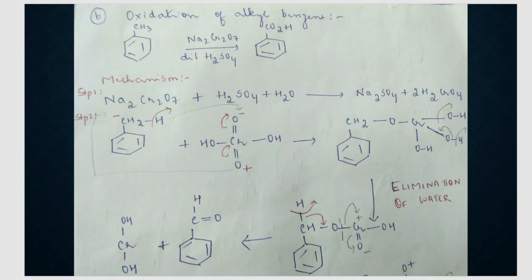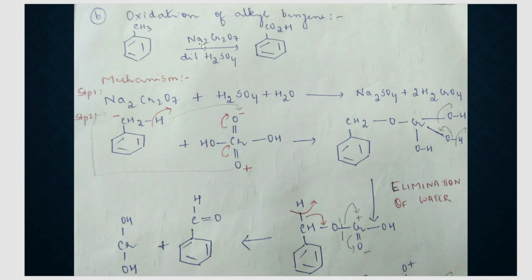Okay, so the next application of sodium dichromate is the oxidation of alkyl benzene. What is an alkyl benzene? An alkyl group will be attached onto benzene. What is its name? Tell me. It's methyl benzene. A methyl CH3 group is attached onto benzene. Such a compound is called an alkyl benzene. Now it's a methyl benzene. If it had an ethyl group, then it would be ethyl benzene.